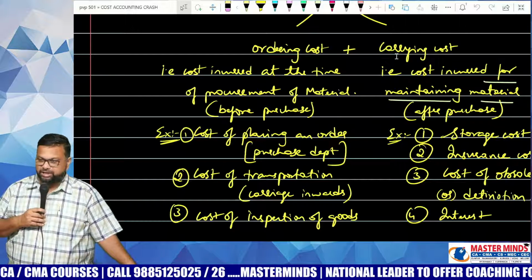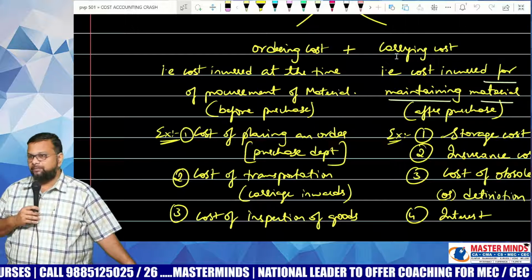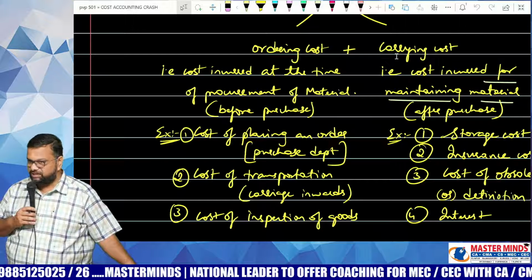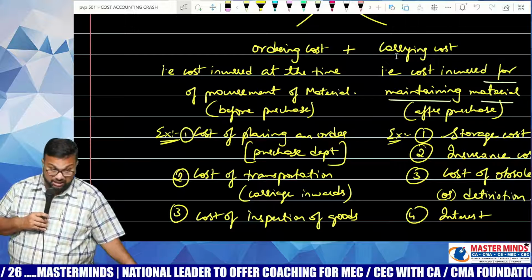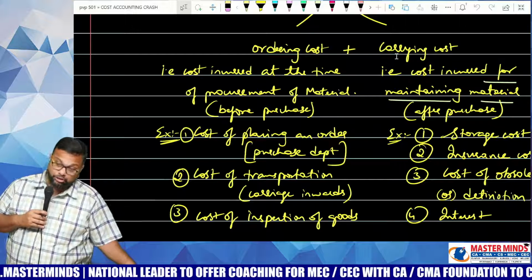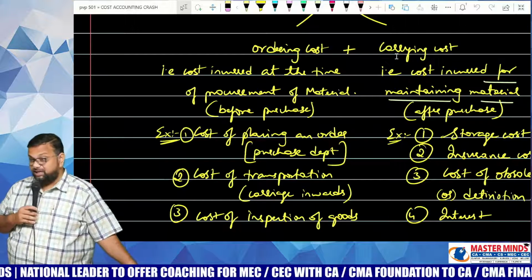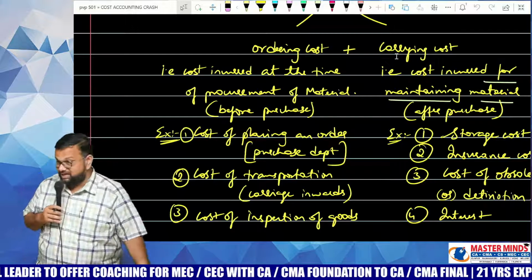In the last class, I took the example of DMart. Whether you go to DMart A or DMart B in the same city, the prices will be one and the same. So I should not be worried about the purchase price of material. I should be worried about the additional cost that I will incur apart from the purchase price of material. This additional cost can be divided into two. One is ordering cost and the other is carrying cost.